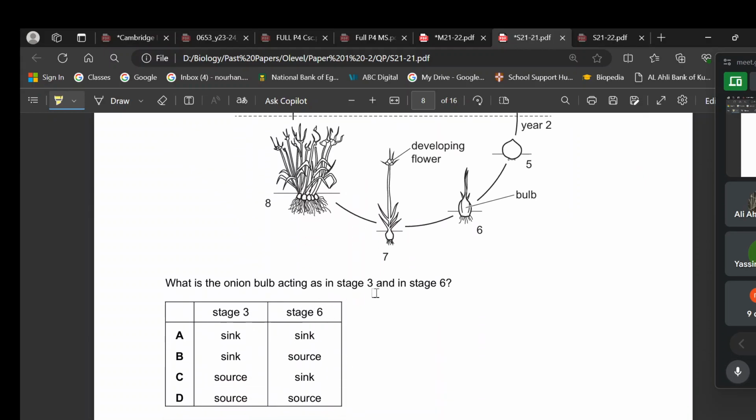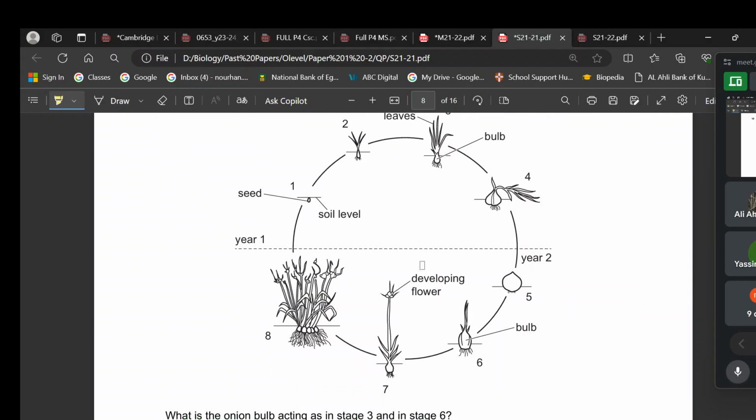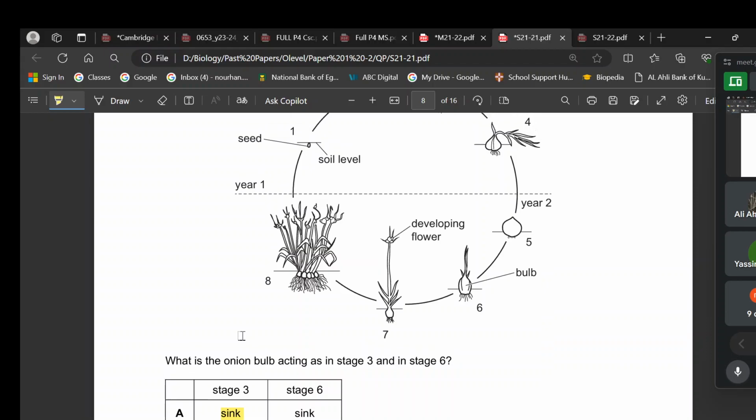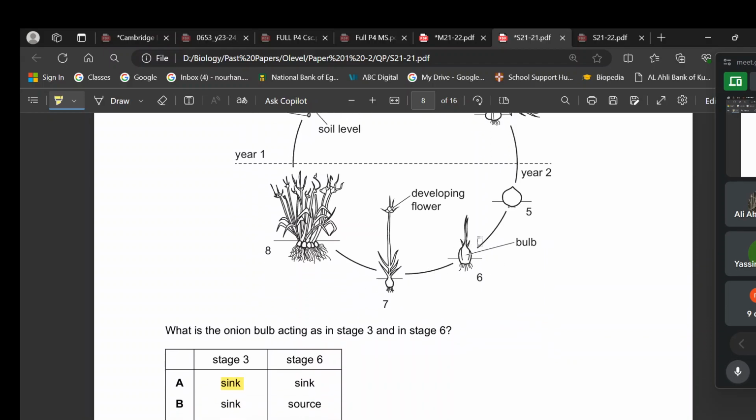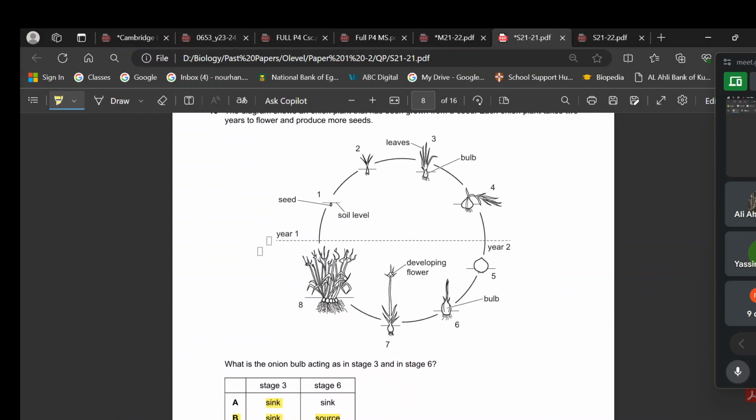What is the onion bulb acting as in stage 3 and in stage 6? In stage 3, the bulb is growing. That means the food made in the leaves goes to the bulb and the bulb grows. This means that here the bulb is source or sink? No, it's a sink. Then in stage 6, the bulb is already in the soil and it starts producing leaves. So the bulb has the stored food that it sends to the leaves to grow. So here the bulb is a source. So it will be B. This one is the sink. This one is the source. Stage 3 and stage 6.